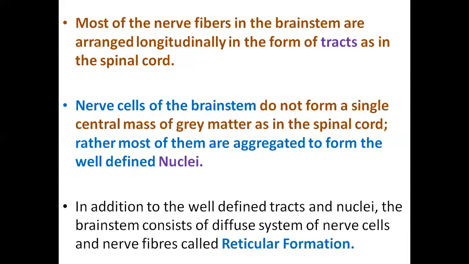In the brainstem, we see small aggregations of the gray matter, which we know as nuclei. So the main constituents of the brainstem are tracts, ascending tracts, descending tracts, and also some other connecting tracts with the cerebellum, and the nuclei. In addition to these two, there is a well defined system of tracts and nuclei, which is diffusely arranged in the whole of the brainstem in all three parts, that we know as the reticular formation.